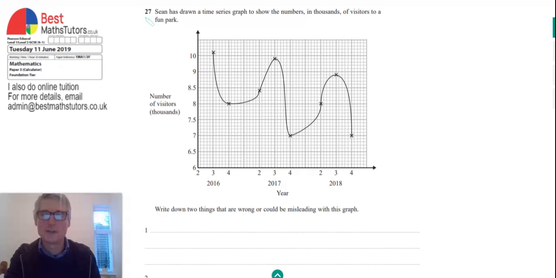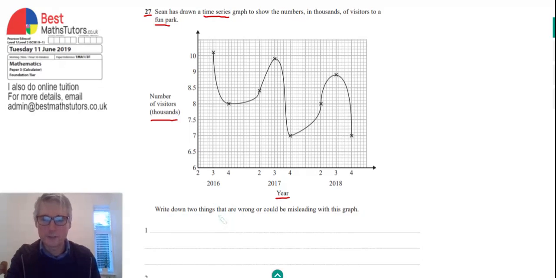So question 27 says that Sean has drawn a time series graph to show the numbers in thousands of visitors to a fun park. We can see that we've got numbers of visitors on the vertical axis, and year on the horizontal axis. And it's a time series graph as well because year is a time quantity. So we've got something that's changing in time on the horizontal axis.